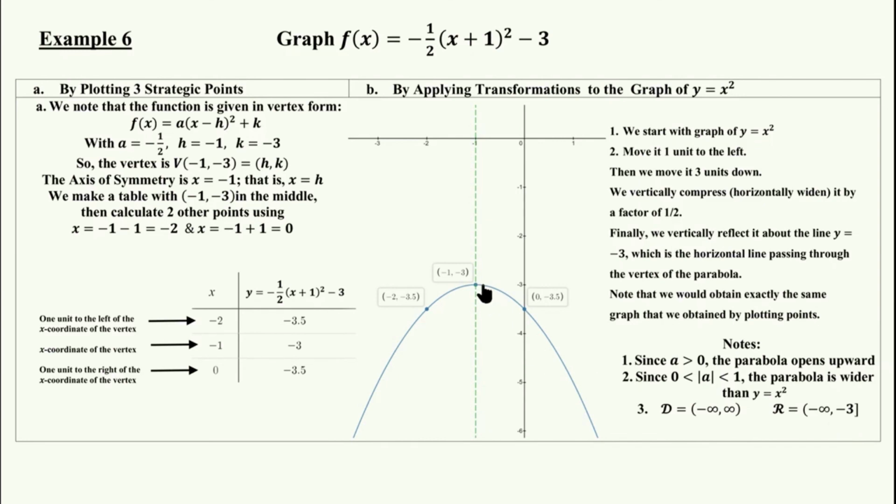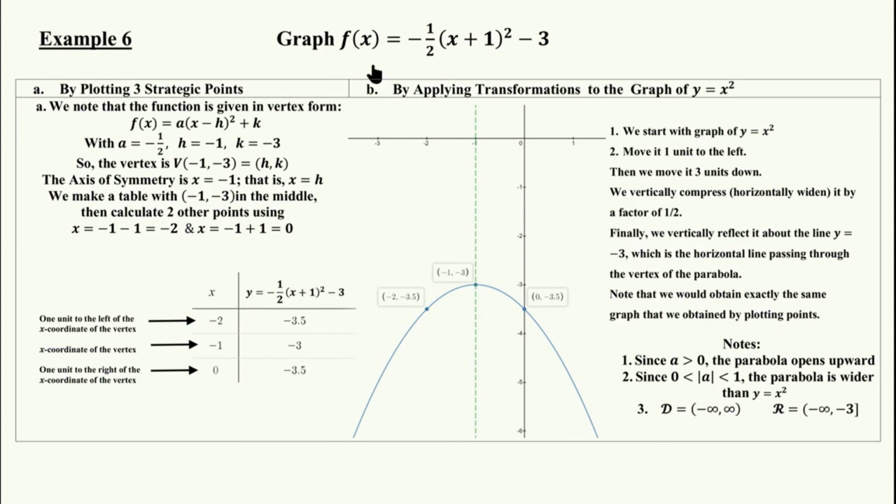Notice that the a is negative. That's why we have this downward looking parabola. Also look at the fact that the absolute value of a is between 0 and 1, and you know that while that means vertical compression, it actually horizontally will end up widening the graph. So what it does vertically and horizontally are the exact opposites of each other. All right, so that's the method of plotting points.